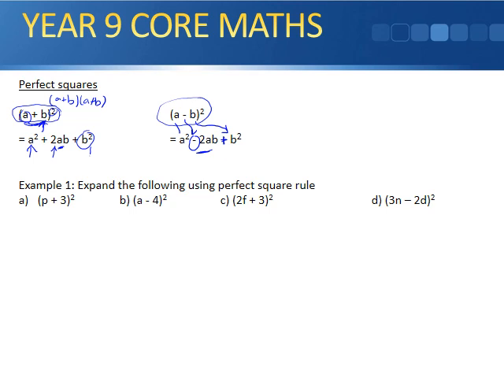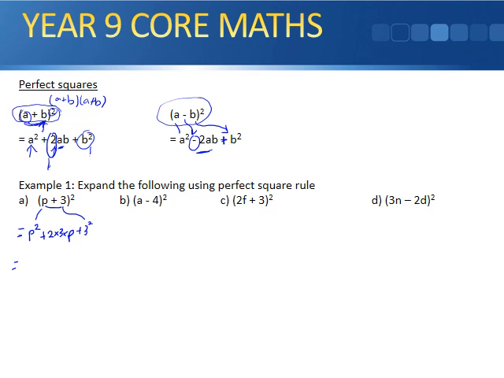So example 1, it says expand the following using the perfect square rule. Part A, p plus 3 all squared. Get the first one, and we square it, so p squared. Now I'm going to do the middle one first. It's times these two together, so 3 times p. So it's 2 times the 3 times the p, because we need the 2 because of these two over here. And then it will be this one squared, 3 squared.